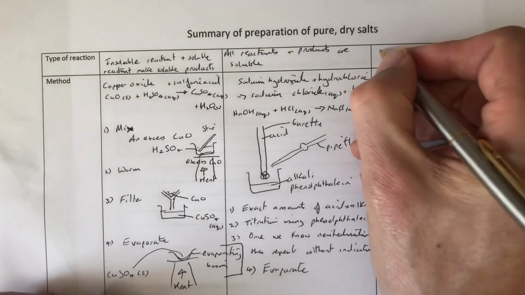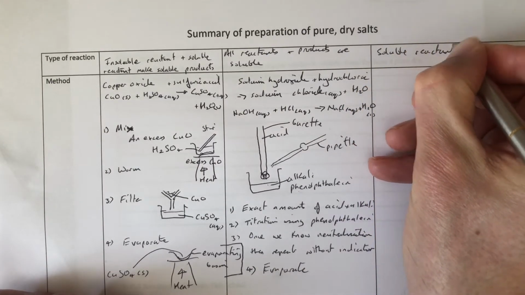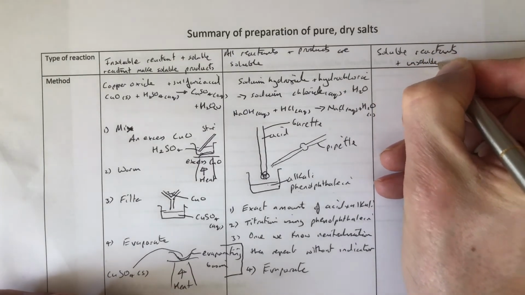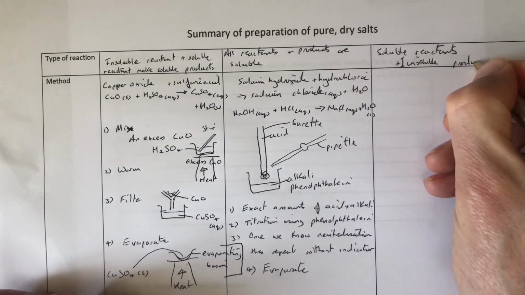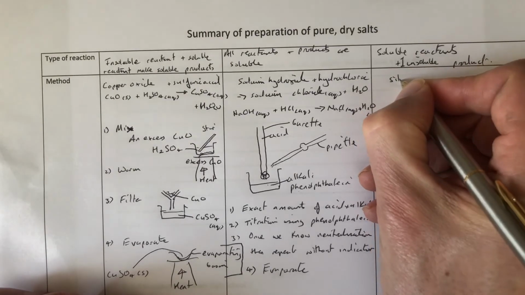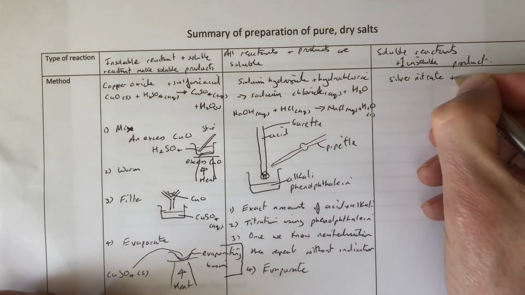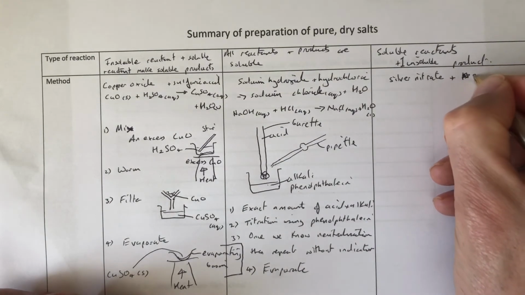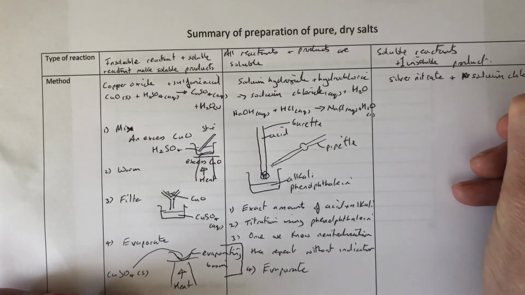Last one is where we have soluble reactants, and insoluble, and well, I should say one insoluble product. Okay, an example there would be silver nitrate, and that reacts with something like sodium chloride. Let's put the word down. Sodium chloride.